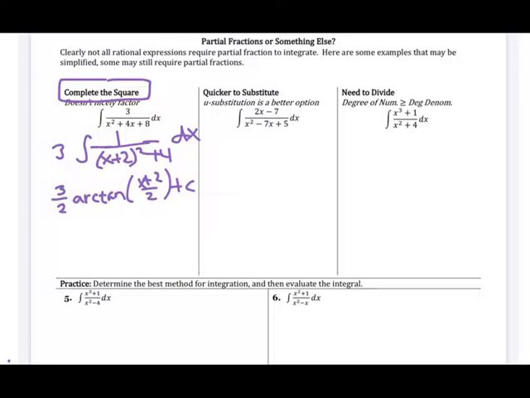Now, one of the things I have repeatedly reminded you is don't forget the things that you have always known to be true since the very beginning of integration. U-substitution is still often a viable option.